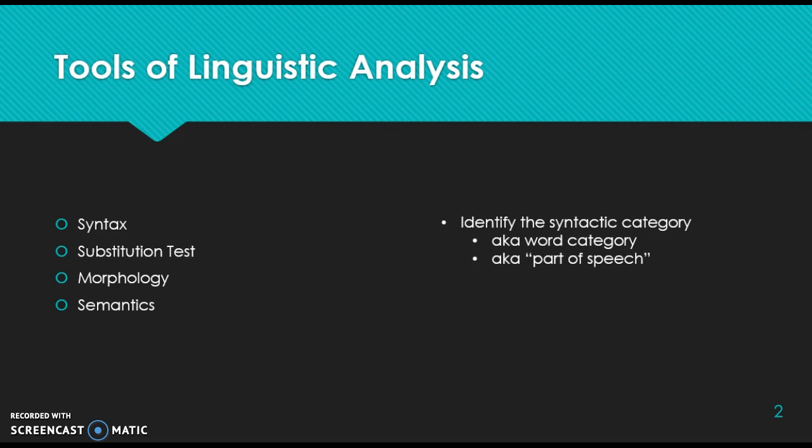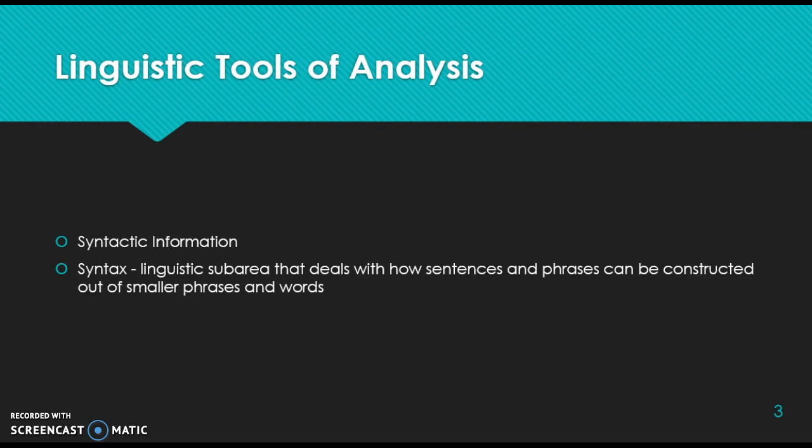We're going to talk about 4 linguistic tools of analysis, and we're going to use these tools to identify the syntactic category of a word in a given sentence. This might also be called word category or part of speech. So you might have heard things such as nouns and verbs being called parts of speech. So that's what we're going to use these tests for, to determine what part of speech or syntactic category the word is in a particular context, in a particular actual sentence.